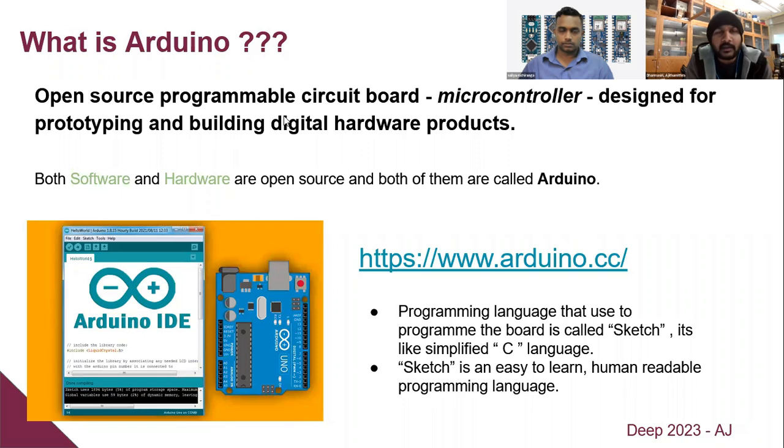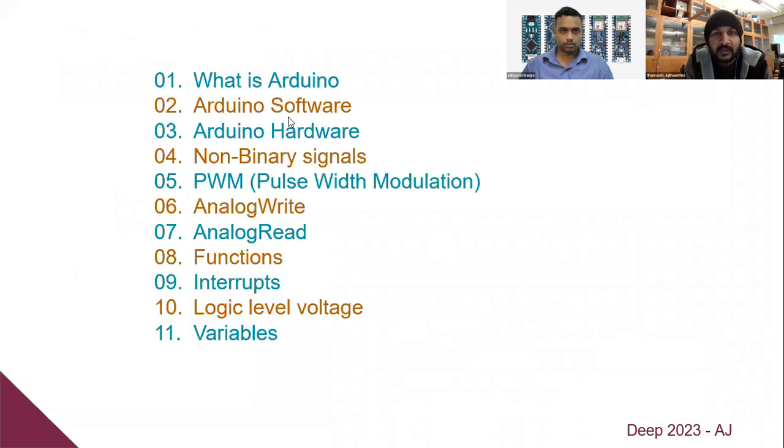Can you go one slide before, please? Oh, this is today's agenda, right? Can you quickly tell us the layout? Yeah, we're going to look at what Arduino is. Then we're going to talk about its software and then hardware. Then non-binary signals, then pulse width modulation, the PWM. Then analog read and write. Then functions, then interrupts, then logic level voltage, and then variables. Okay.